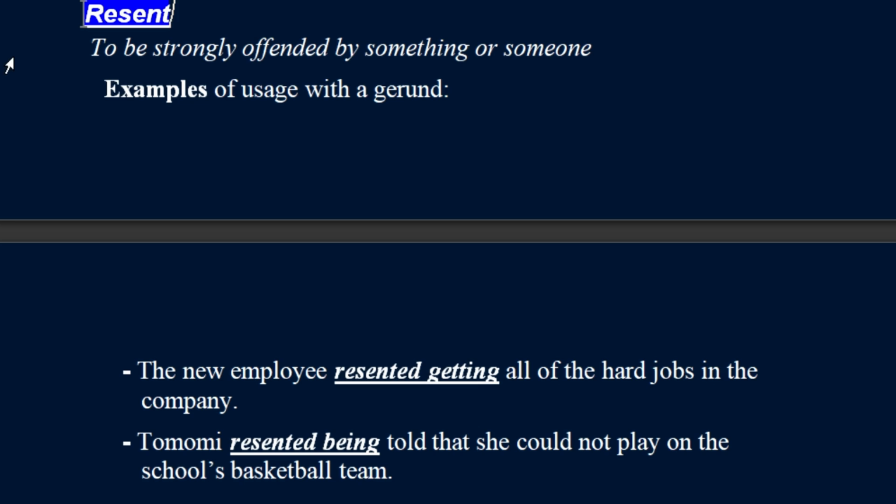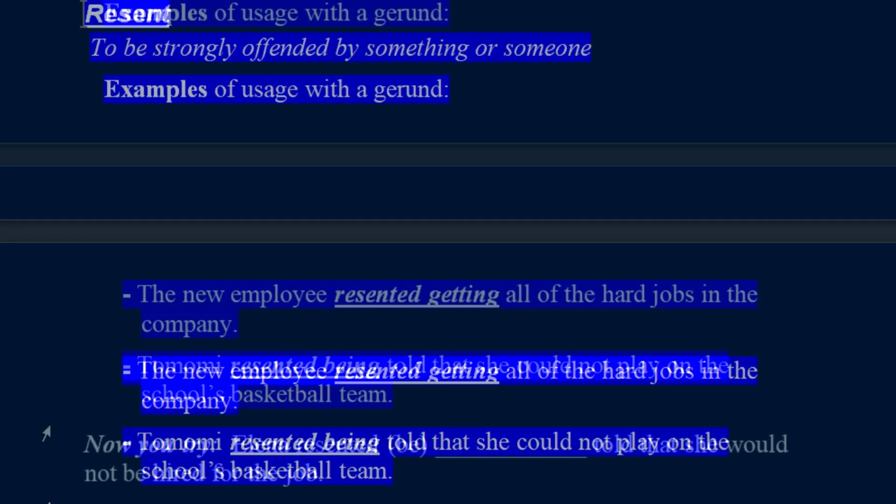Resent, to be strongly offended by something or someone. Examples of usage with a gerund. The new employee resented getting all of the hard jobs in the company. Another example. Tomomi resented being told that she could not play on the school's basketball team.